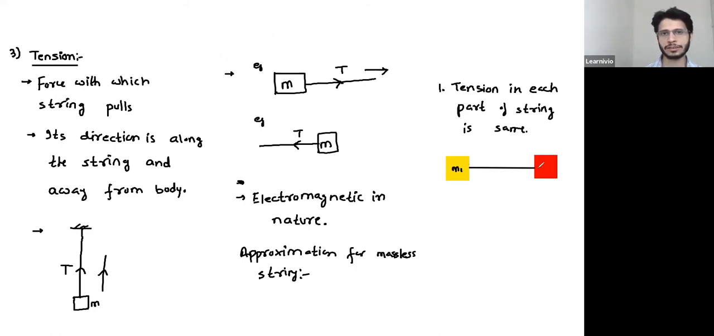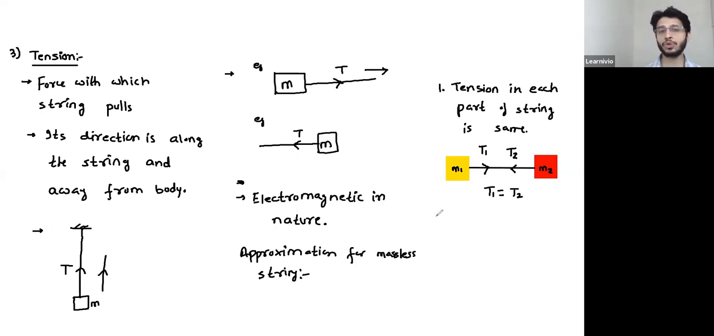Let's call this as mass M1. Let's call this as mass M2. So this is string. This string must be exerting some force over the mass M1. So the direction of that force is right hand side, that's T1. Force over mass M2 by the string is to the left hand side, that is T2. If a string is massless, then T1 is exactly equal to T2. So if you have one string which is massless, then tension in every part of the string would be same. Tension will not change. That's the first thing.